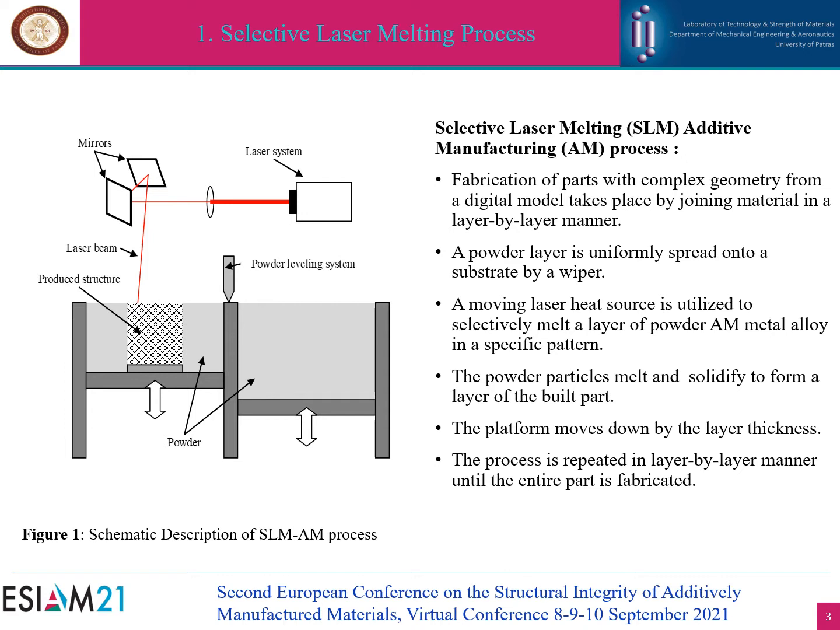The powder particles melt and solidify to form a layer of the build part. Next, the platform moves down by the layer thickness, and the process is repeated again and again in a layer-by-layer manner until the entire part is fabricated.